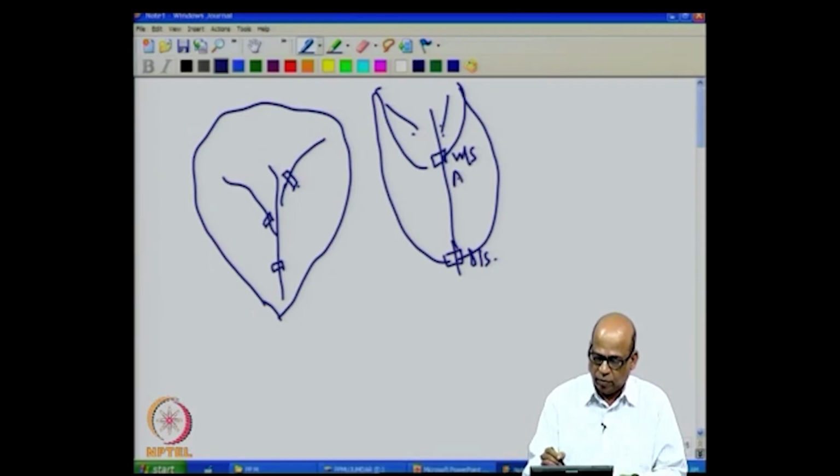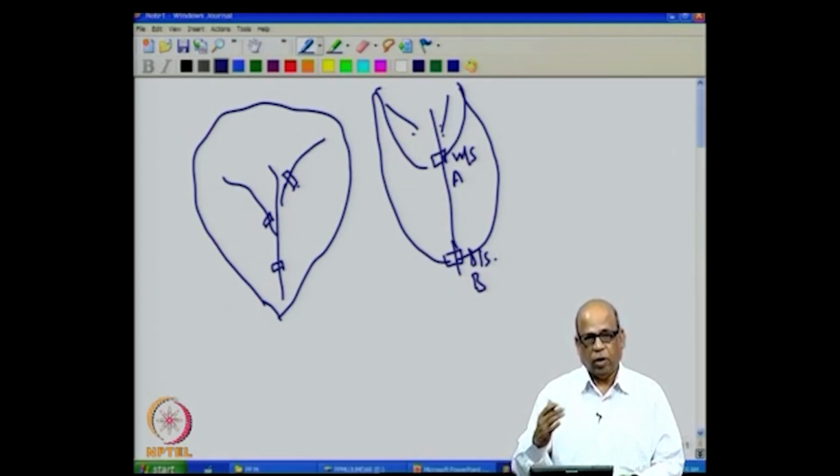Let us say we call it gauge A and this is gauge B. So, the flows that are recorded at gauge B will also include the flows that are recorded at gauge A, assuming that there are no control structures. By control structures, I mean let us say you have a weir or a reservoir and so on, which will regulate the flow. So, we are assuming that between A and B and even upstream of A there are no control structures. So, we are only talking about the natural flows.